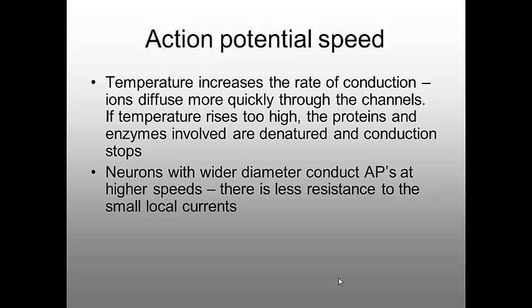Next factor will be the diameter of the axon. Well, if you have a wider diameter, just as you would for a wire, resistance is lowered. And because resistance is lowered, you get less resistance to small local currents. Therefore these local currents can travel a little bit further, and they're likely to set off your action potential just slightly further away from where it is. And that speeds everything up. Wider diameter, less resistance to the small local currents.